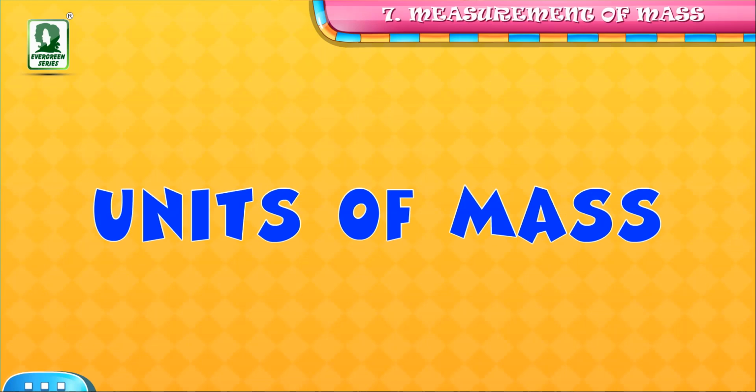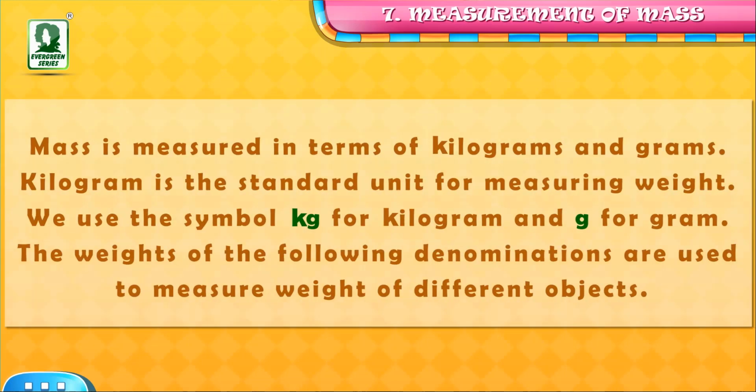Units of mass. Mass is measured in terms of kilograms and grams. Kilogram is the standard unit for measuring weight. We use the symbol kg for kilogram and g for gram.